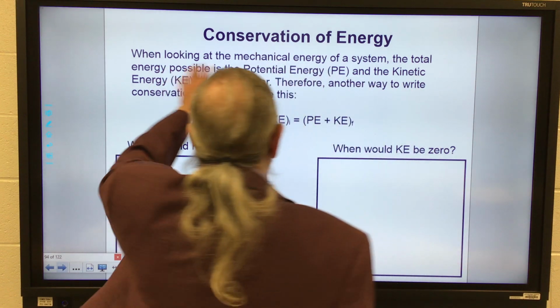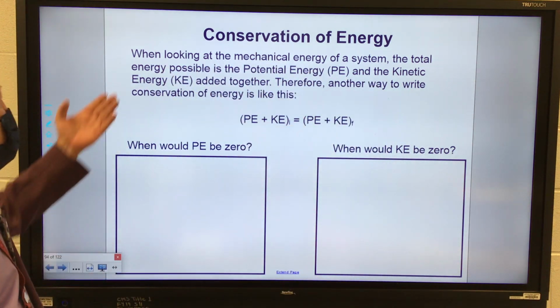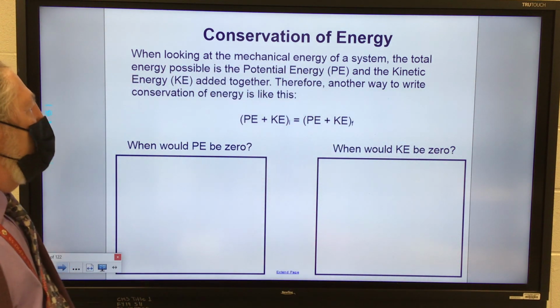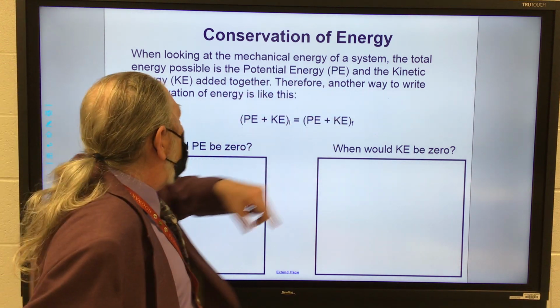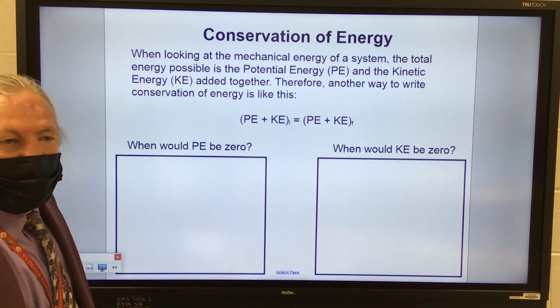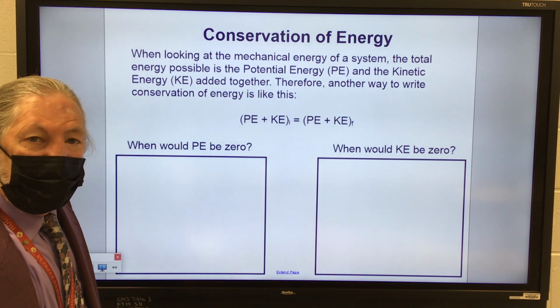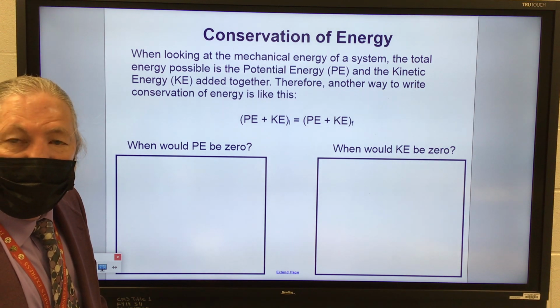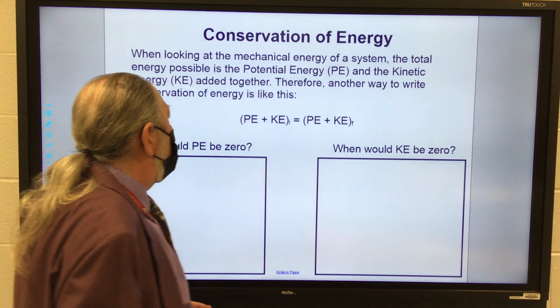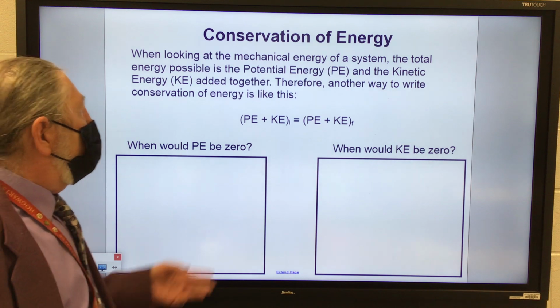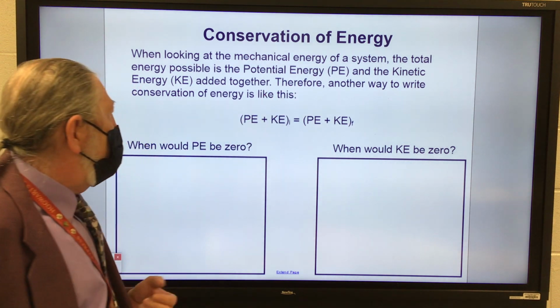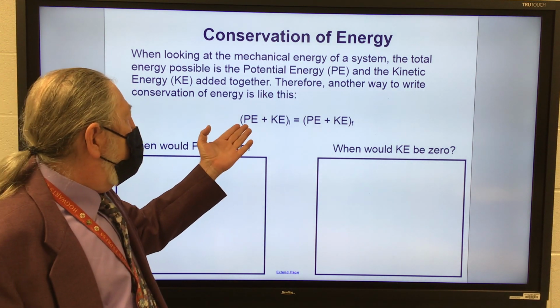Okay, so when looking at the mechanical energy of a system, the total energy possible is the potential energy and the kinetic energy added together. So it becomes an addition problem, right? So there's math and science, right? We already know that. We've done several of them, right? So therefore, another way to write conservation of energy is this right here.